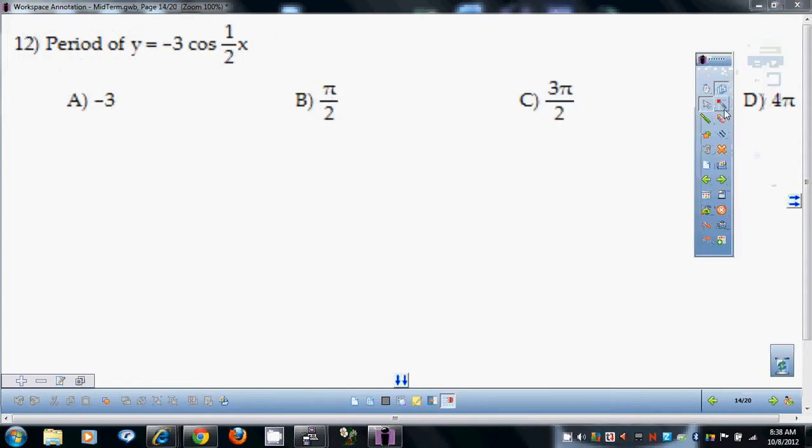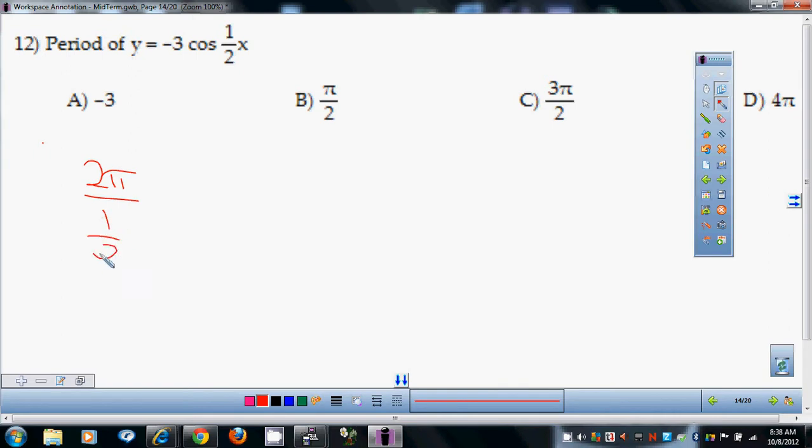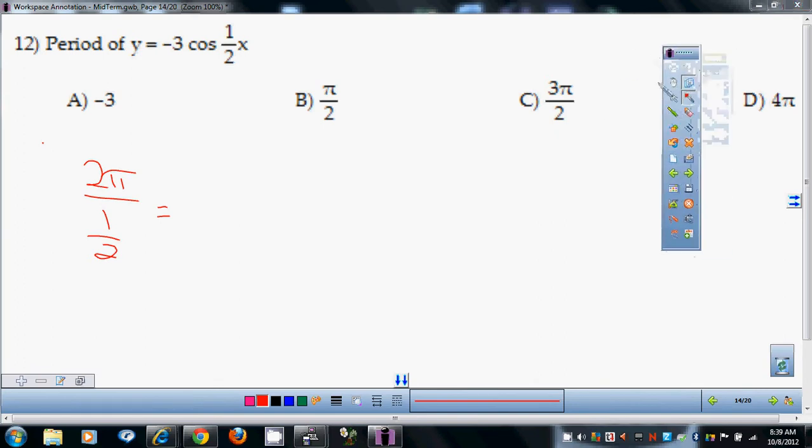And since you already answered that one, and Kayla already answered the formula for how to find a period, I'm just going to jump straight to it. What's my b value here? If the formula for a period is 2 pi over b, what's my b value? 1/2. What's 2 pi divided by 1/2? 4 pi. And the answer for that one is D. Very good.